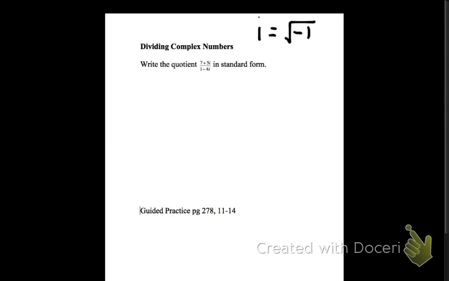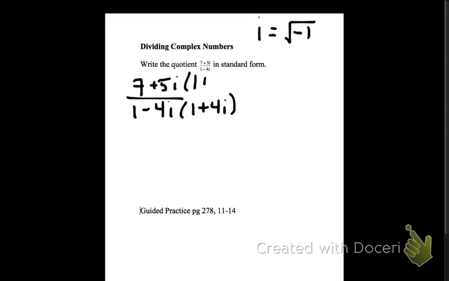In order to do this, we're going to treat it almost like we did when we were rationalizing denominators in 4.5. So we have 7 plus 5i divided by 1 minus 4i. We need to cancel out the i in the denominator, and in order to do that, we have to multiply by what is known as the complex conjugate. We talked about the complex conjugate in the last example. The complex conjugate of 1 minus 4i will be 1 plus 4i.